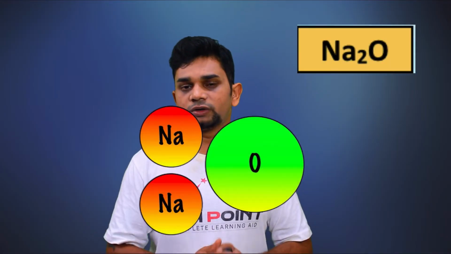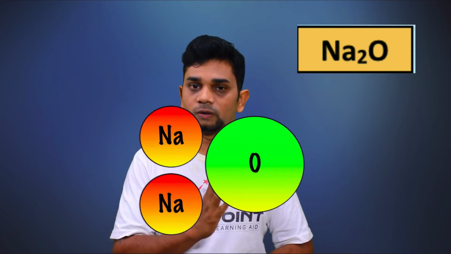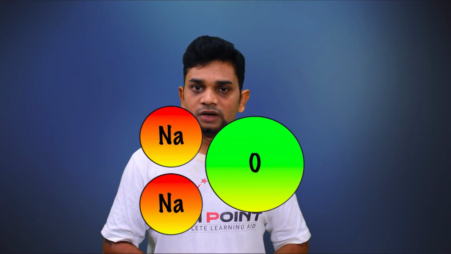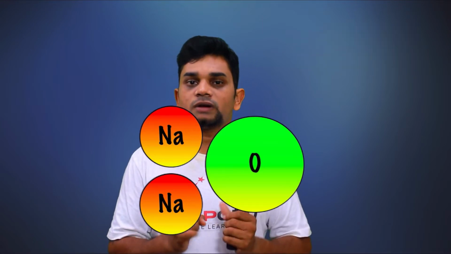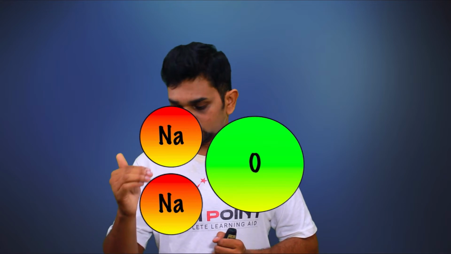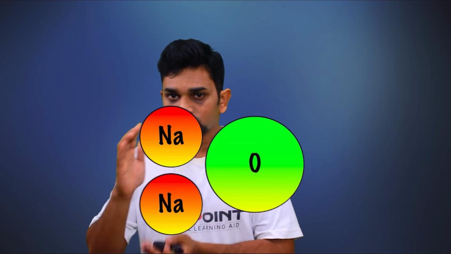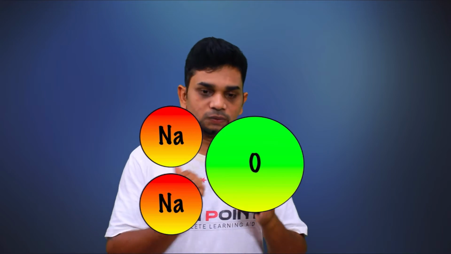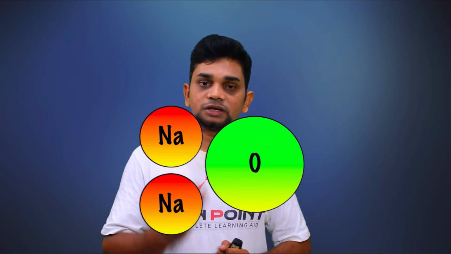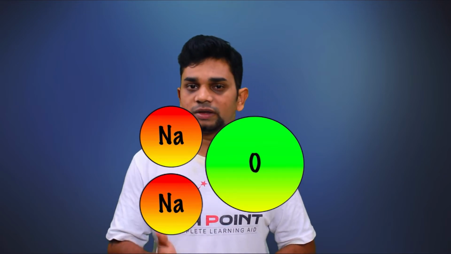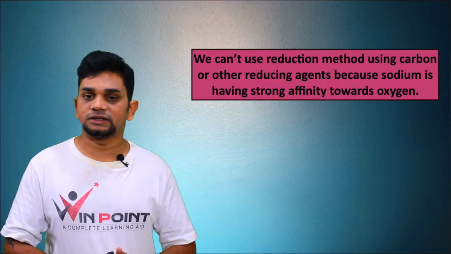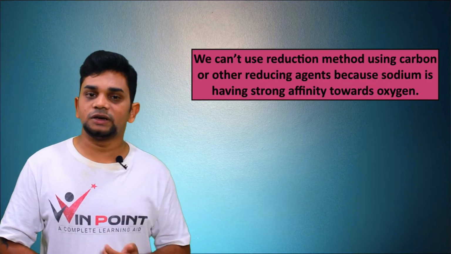If we convert sodium into sodium oxide, it will be Na2O, that is 2 sodium atoms and 1 oxygen atom. Here the sodium has a strong affinity towards oxygen, so reduction is not possible. These 2 sodium atoms have a strong affinity towards oxygen, so separation is very difficult. So reduction is not applicable in this case. Reduction using carbon or using aluminium is not applicable, because sodium has a strong affinity towards oxygen.